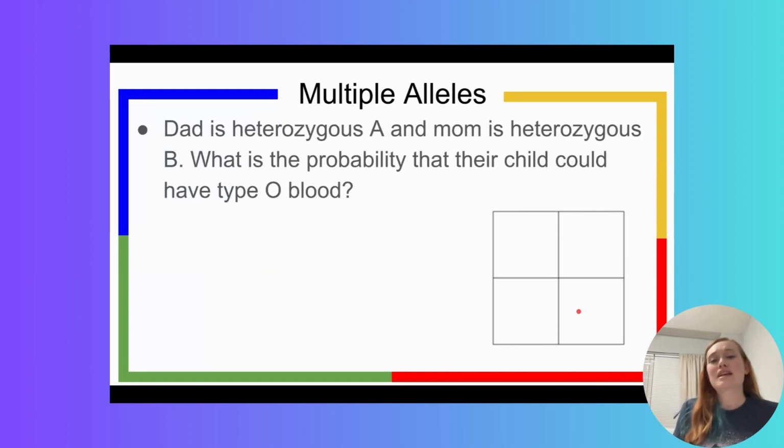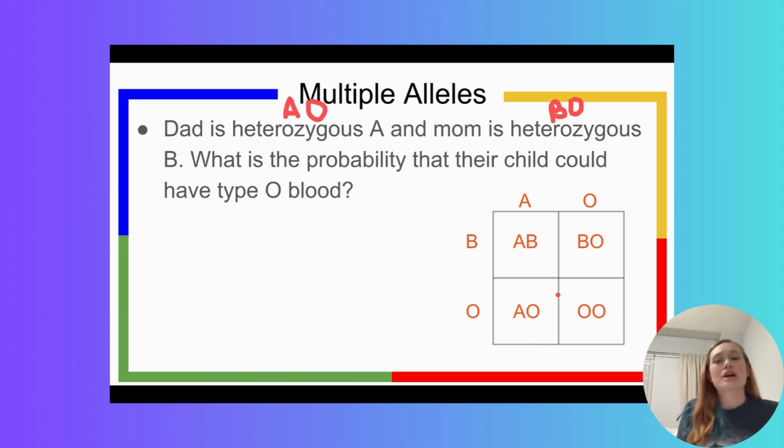All right, so dad is heterozygous A and mom is heterozygous B. We're going to figure out the probability that their child could have type O blood. So if dad is heterozygous A, hetero meaning different, that means we're looking at AO. And mom is heterozygous B, again, hetero is different, so she would be BO. We're going to find the probability that their child could have blood type O. So dad AO, mom BO, fill in your Punnett square. We have AB, BO, AO, and OO.